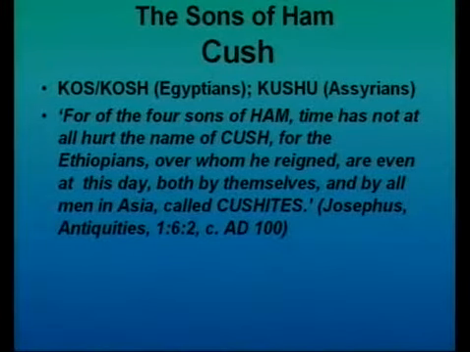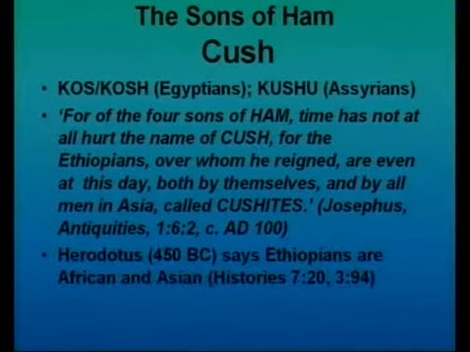Now, Josephus says, "For of the 4 sons of Ham, time has not at all hurt the name of Cush, for the Ethiopians, over whom he reigned, are even at this day, both by themselves and by all men in Asia, called Cushites." So he's basically saying the descendants of Ham, the Cushites, were mostly in Africa, but some also spread into Asia, and we'll follow this through.